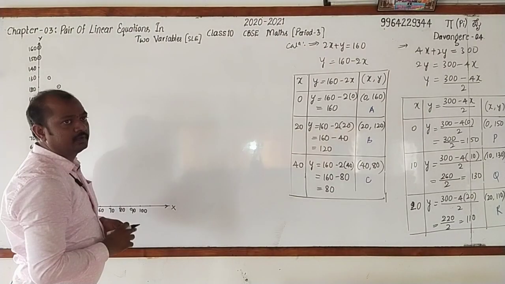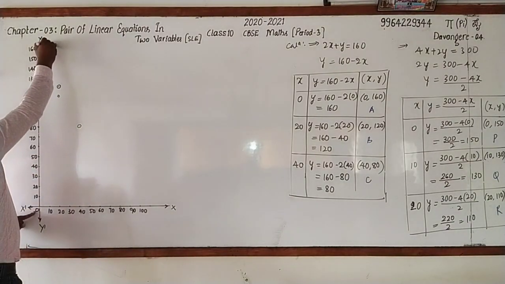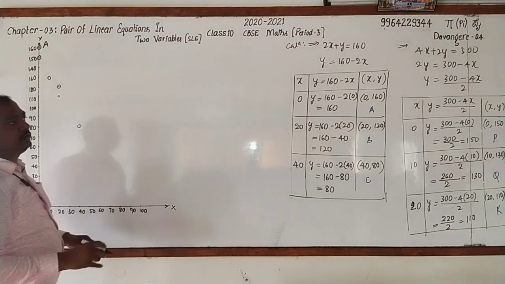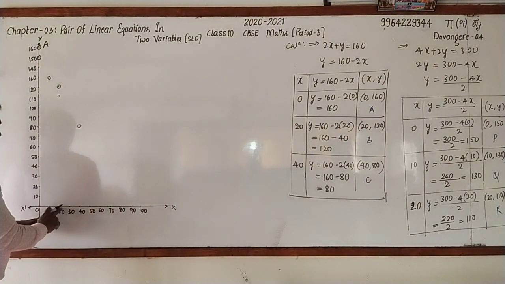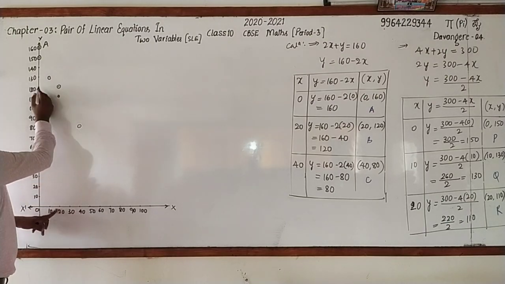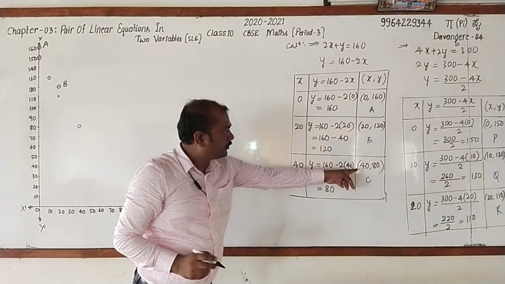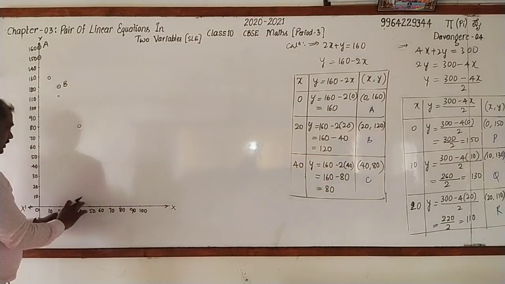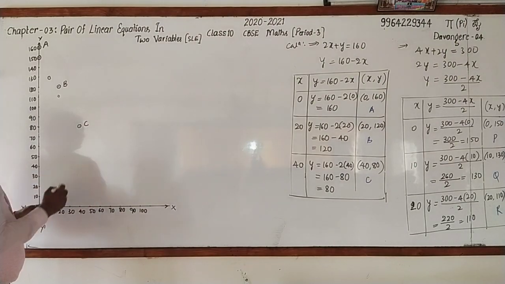First A, 0, 160. X is 0, Y is 160. This is A. Then B, 20 and 120. X is 20, Y is 120. 120 is here. So this is B. Next, 40, 80. Here X is 40, Y is 80. That point is here, C.